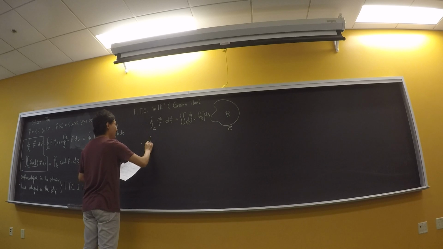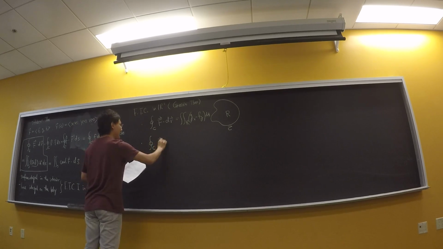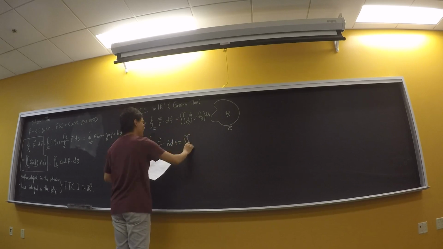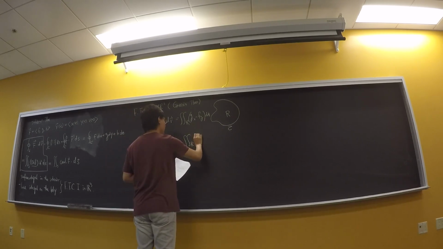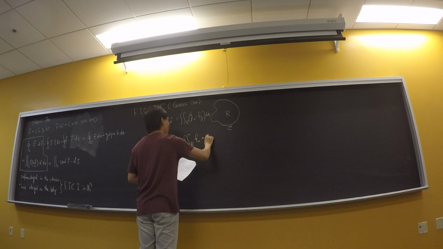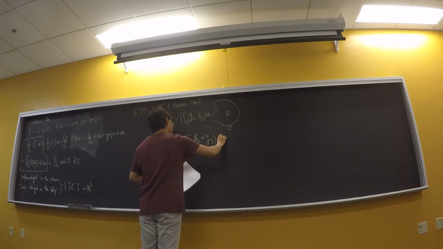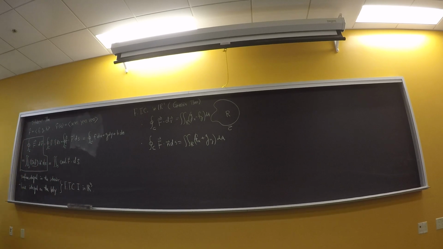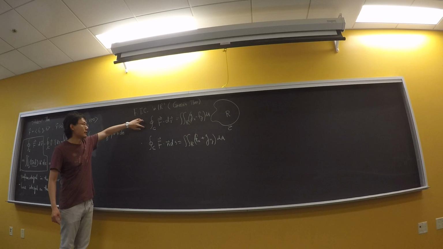The other one is if we take the flux, this is going to give you a double integral of (f_x + g_y) dA. Okay, so this is the fundamental theorem of calculus. In R2, there's only one fundamental theorem of calculus, which is Green's theorem, but you have two versions: one is about the circulation, and the other one is about the flux.